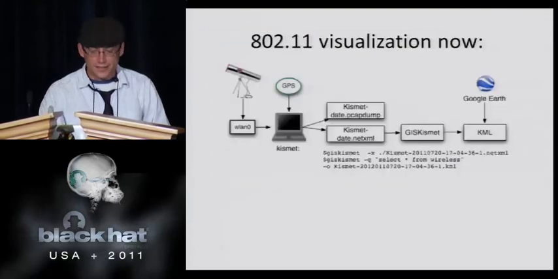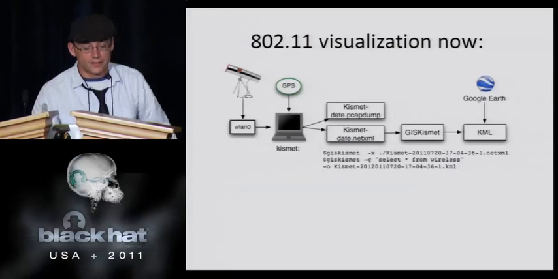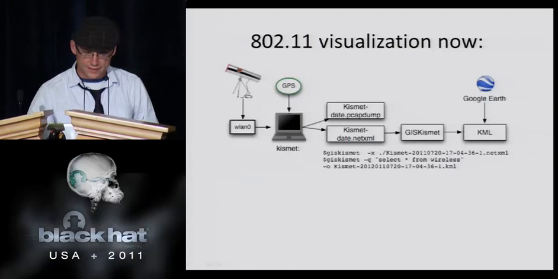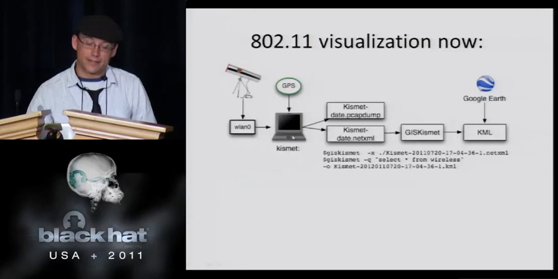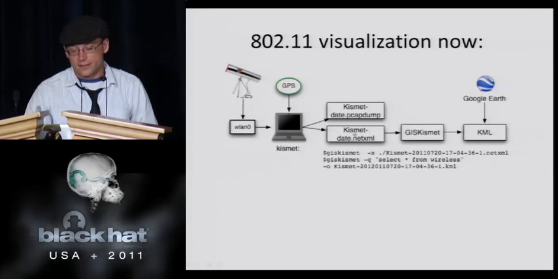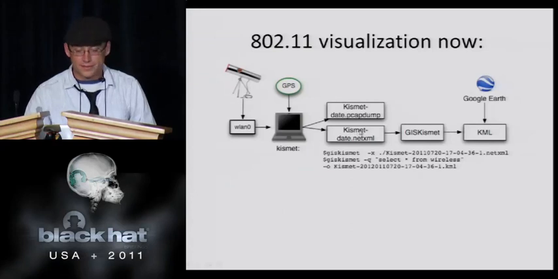Anyway. So for those of you who don't know, 802.11 visualization now looks basically like this. You have a laptop running Kismet probably, you have a wireless card hooked up to an antenna, either an omni or a directional, and a GPS puck on top. Kismet makes 2 files, a PCAP file and a .NET-XML file. It actually makes like 6 more, but that's the only ones we're talking about. And what you do is you take this .NET-XML file, run it through GIS Kismet, which is just the best visualizer currently available until recently, and generate a KML file.